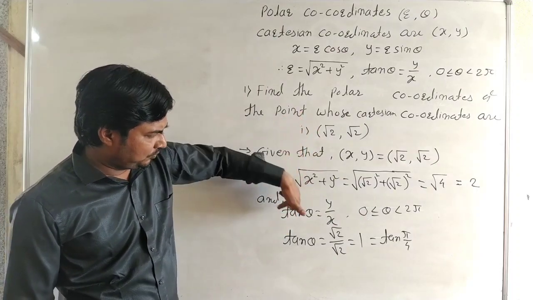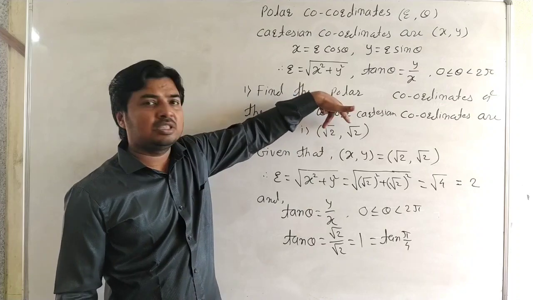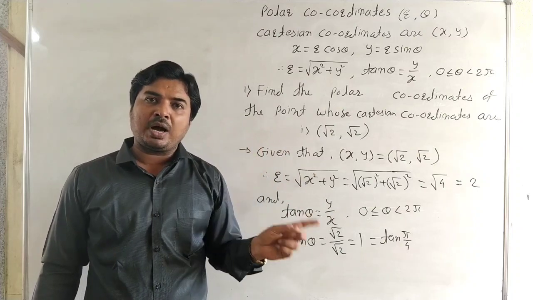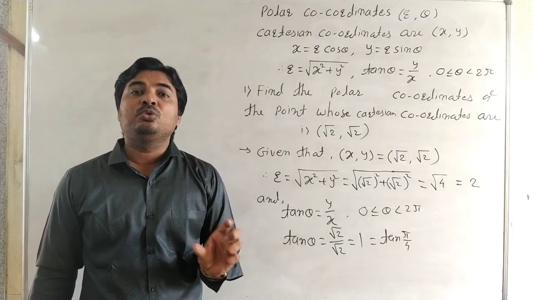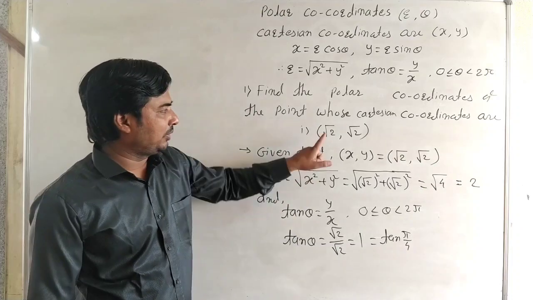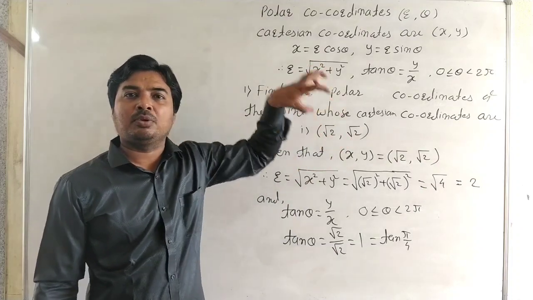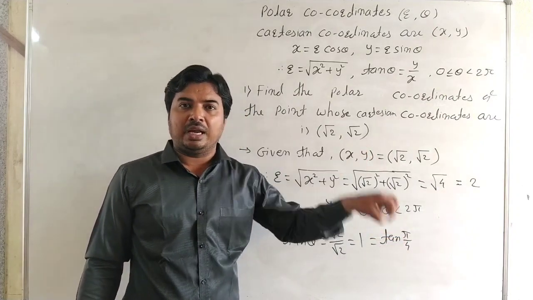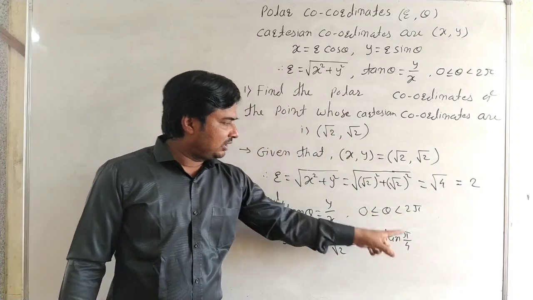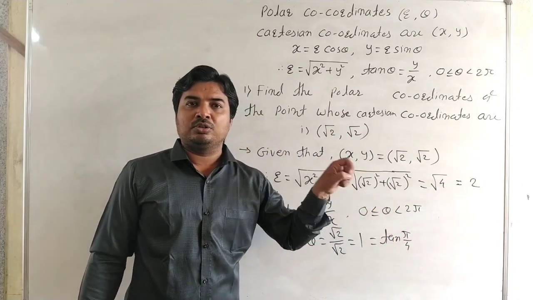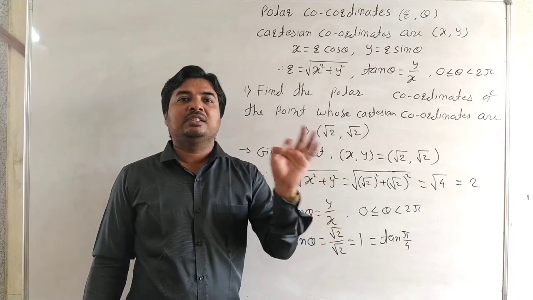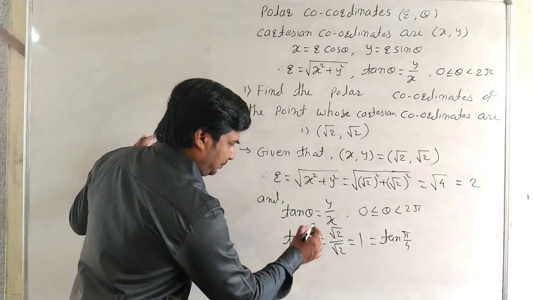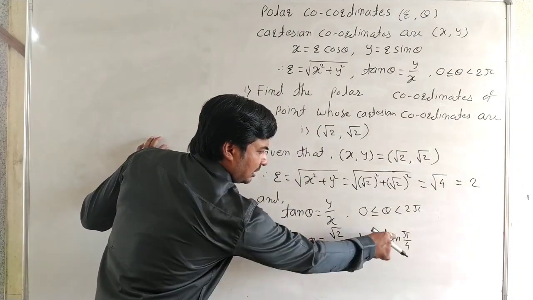When both are negative, that means the point is in the third quadrant, then theta lies between pi and 3 pi by 2, that is 180 to 270 degrees. But here both are positive, that means theta lies in the first quadrant. Therefore theta is pi by 4, the acute angle. If both are negative, then theta is not pi by 4 but lies in the third quadrant, that means pi plus pi by 4. Now tan theta is equal to 1, that means theta is equal to pi by 4.